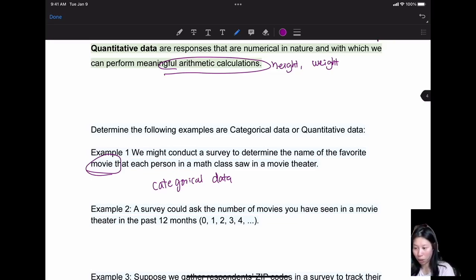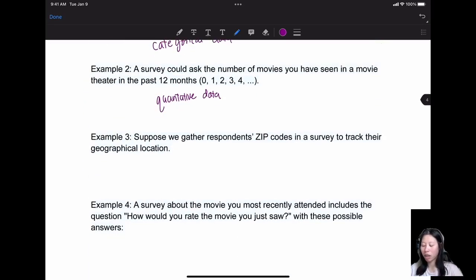Okay, next. A survey could ask the number of movies that you've seen in the movie theater in the past 12 months. So this has to be quantitative data. Because you can say, I watched 2 movies, he watched 3 movies, and she watched 4 movies. But on average, you watch 3 movies. See, you can have a meaningful computation. So this is quantitative data.